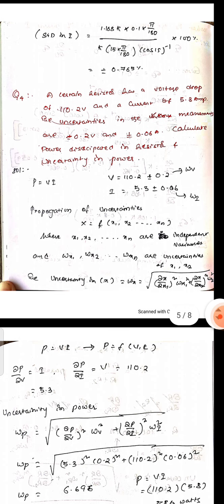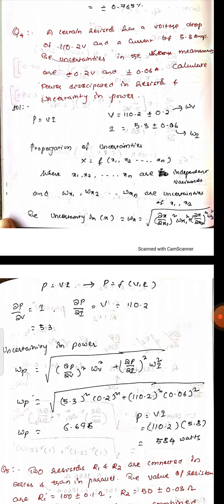So P is equal to VI. Differentiate with respect to V, then you will get I. With respect to I, you will get V. So I is 5.3, and V is 110.2. Then you substitute in the same formula, and you will get 6.696, that is the uncertainty in the power, and the total power is P equal to VI, that is 110.2 times 5.3.